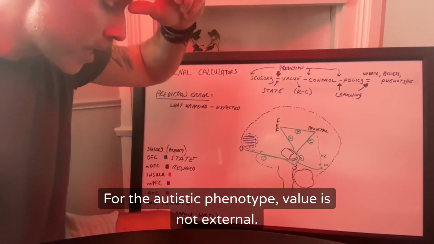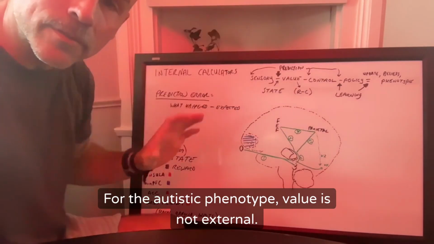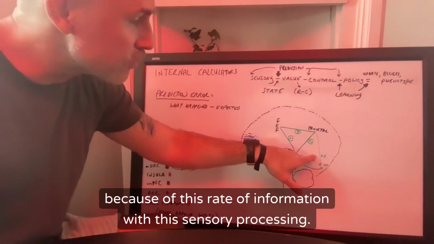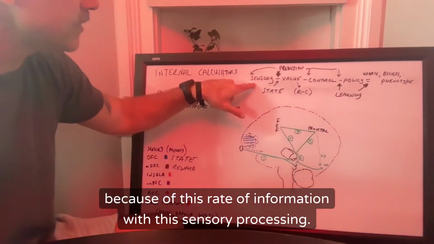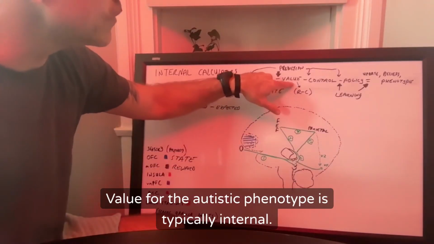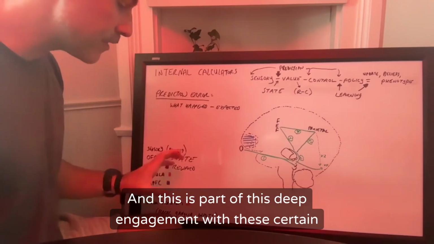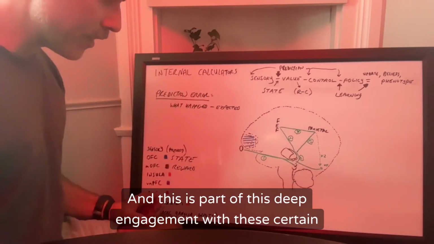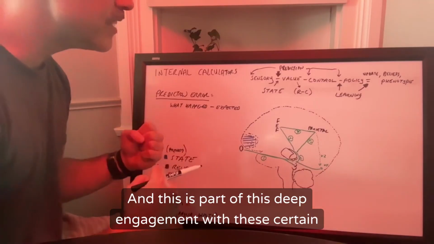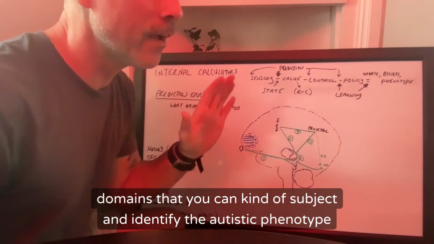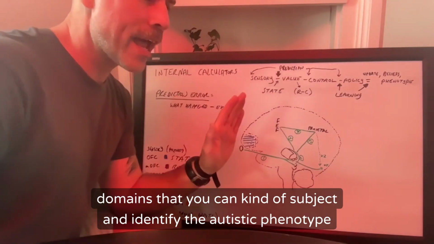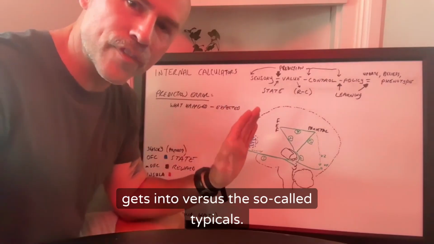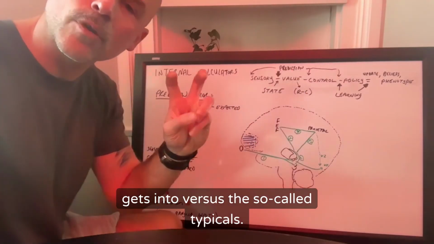For the autistic phenotype, value is not external. External is too chaotic. Remember, because of this rate of information with the sensory processing. Value for the autistic phenotype is typically internal. And this is part of this deep engagement with these certain domains that you can kind of subject and identify the autistic phenotype gets into versus the so-called typicals.